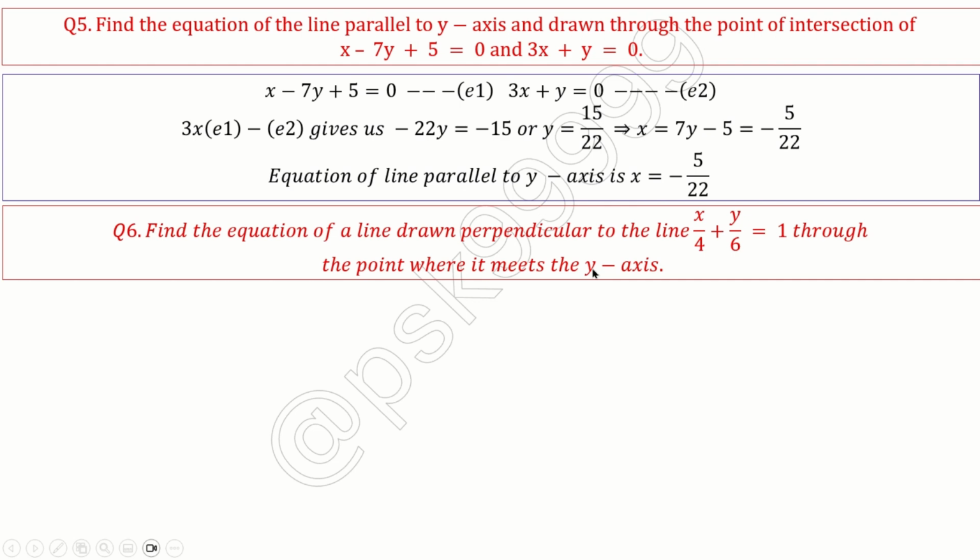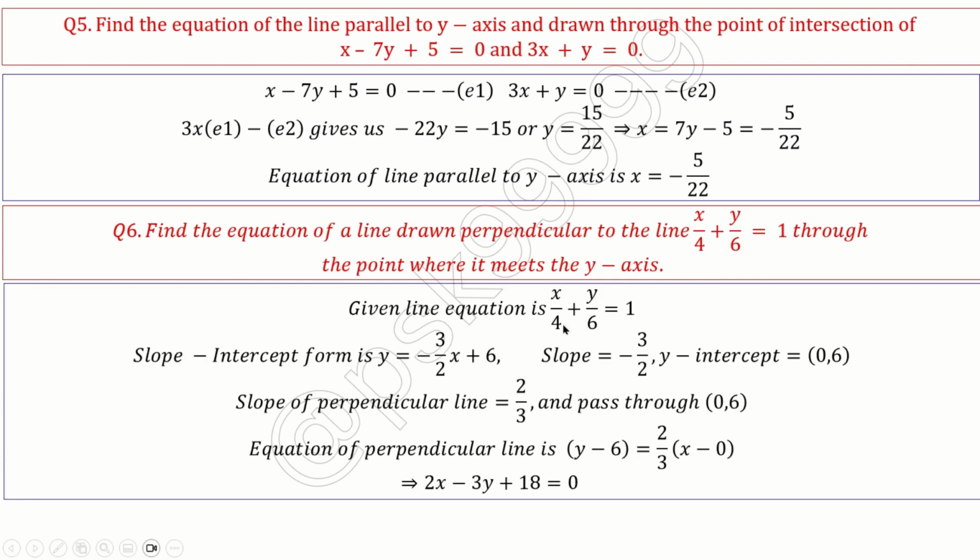Find the equation of a line drawn perpendicular to this line through the point where it meets the y-axis. Okay, so this line meets the y-axis at the y-intercept, which is 6, right? So (0, 6). Remember that (0, 6) is the point the perpendicular line is also going through.